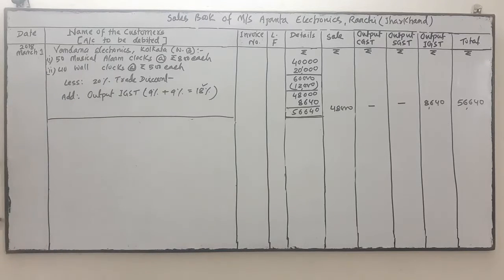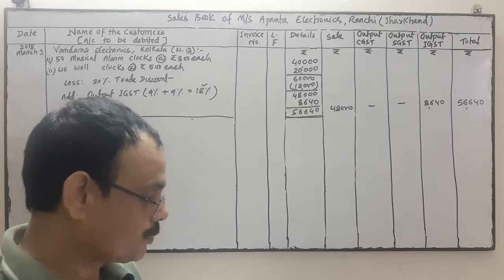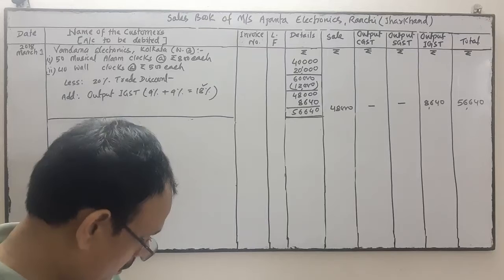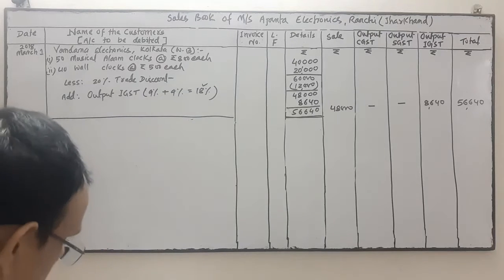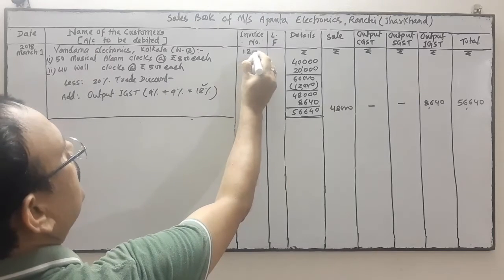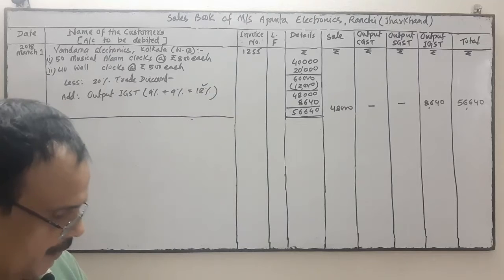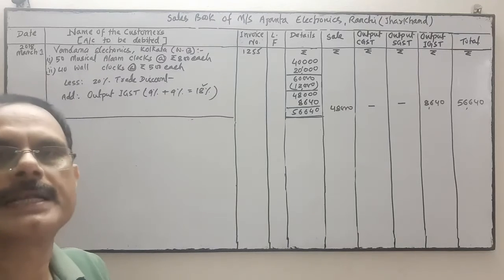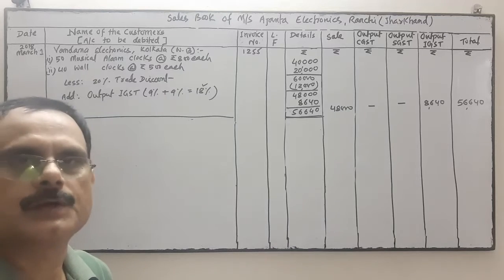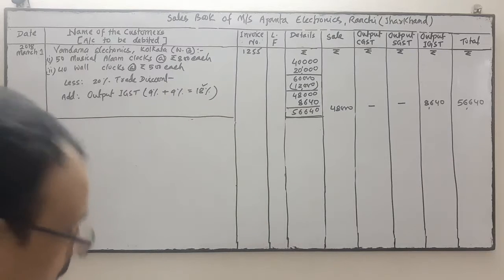Now the next transaction is on March 10, sold to Mohan Watch Company, Patna, Bihar. In the March 1st entry, the invoice number has been given: 1,255 is the invoice number as mentioned, sold to Vandana Electronics, Kolkata, West Bengal, invoice number 1,255. So I have written this number in the invoice column.